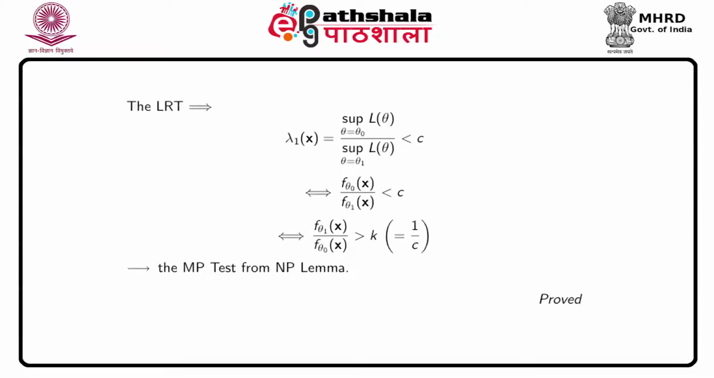The likelihood ratio test will imply in this situation the likelihood ratio criterion lambda(x) equal to supremum of L(theta) at theta equal to theta naught by supremum of L(theta) at theta equal to theta 1, less than c, which implies and is implied by f(x) at theta naught by f(x) at theta 1 less than c, which is equivalent to saying f(x) at theta 1 by f(x) at theta naught is greater than k, where k is naturally 1 by c, and this is nothing but the most powerful test obtained from the Neyman-Pearson lemma. So the statement in the note is proved.